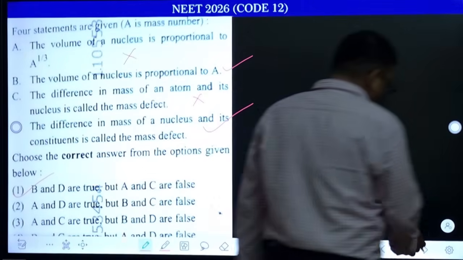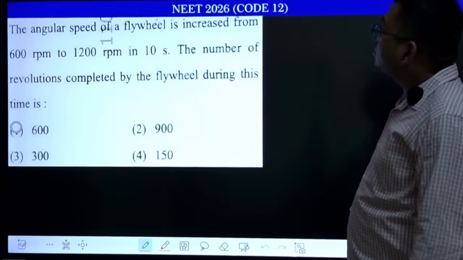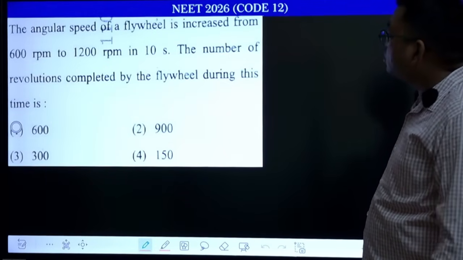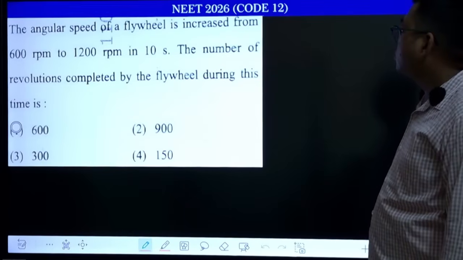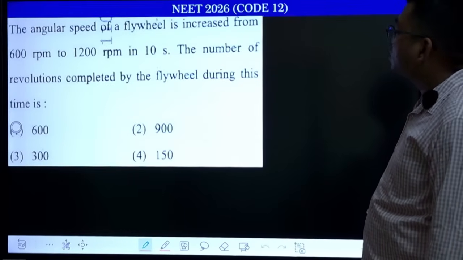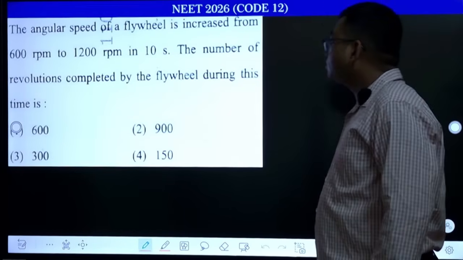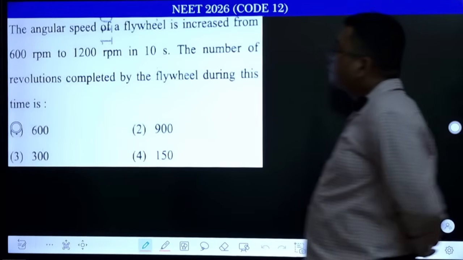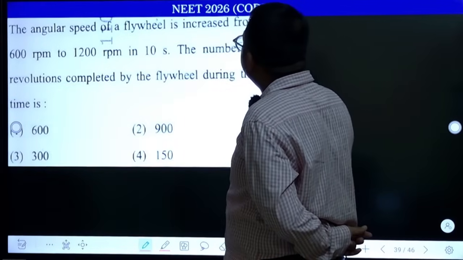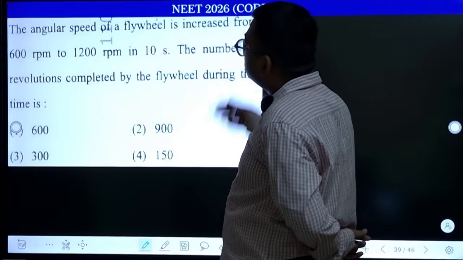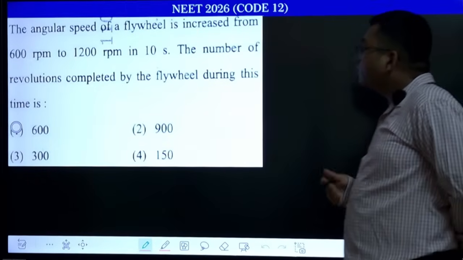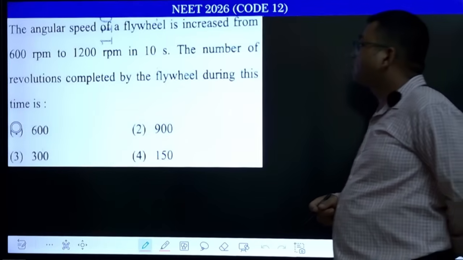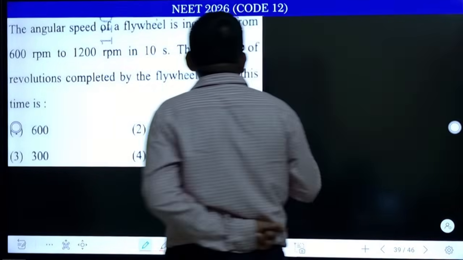Let us move next. Angular speed of a flywheel is increased from 600 to 1200 rpm in 10 seconds. Number of revolutions completed by the flywheel during this time. So how do you calculate? They have given 600 rpm, which means number of revolutions per minute. Correct. How do you calculate that?